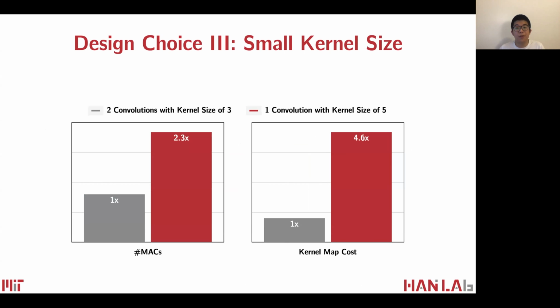However, large kernels are not preferred in 3D. After analysis, we found that one convolution with kernel size of 5 requires more than 2 times of the computation compared with 2 convolutions with kernel sizes of 3. Even worse, when we analyze the cost for kernel map construction, we found that building the kernel map for a kernel size of 5 is roughly 5 times more expensive compared with the kernel size of 3. This is because we now have to query 125 positions for each output point, while we only have to query 27 positions when the kernel size is 3. Based on these observations, we are not using large kernels in 3D and stick to kernels with size of 3.